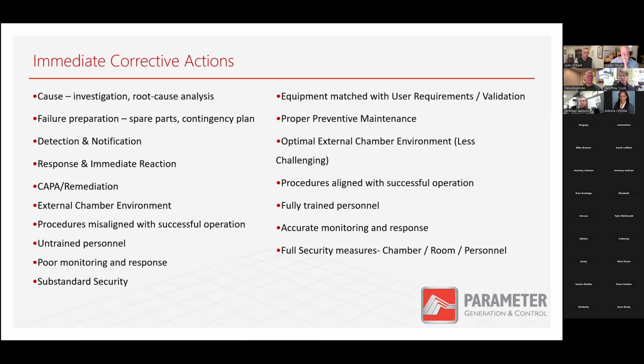The proper preventative maintenance we went over pretty well. If anyone has any questions on that, I'd encourage you to ask now or follow up. Our service manager, Jeremy, is on here and would love to help field any of those.